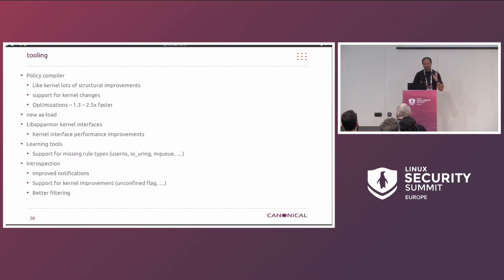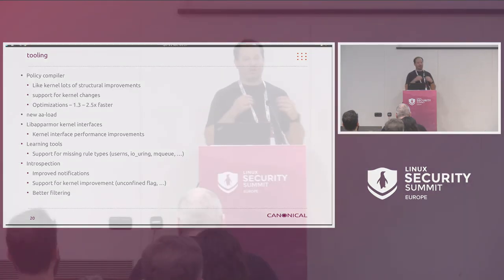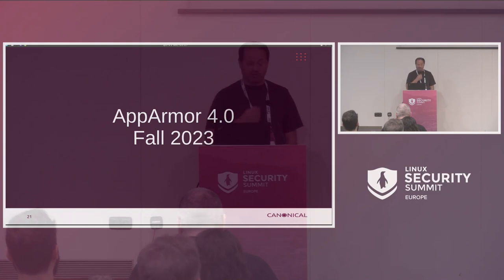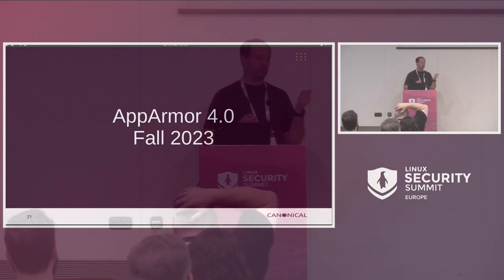Our learning tools have had to pick up support for all the rules. And on our introspection, we've been working on improving the notifications, support for the new flags, and the ability to filter things based on arbitrary filters, because I want to just look at this type of thing, right? Stuff like that. We've got AppArmor 4 coming. That's our user space side that releases this fall to support all these things. It's got hundreds and hundreds of bug fixes and other improvements that just aren't worth covering.